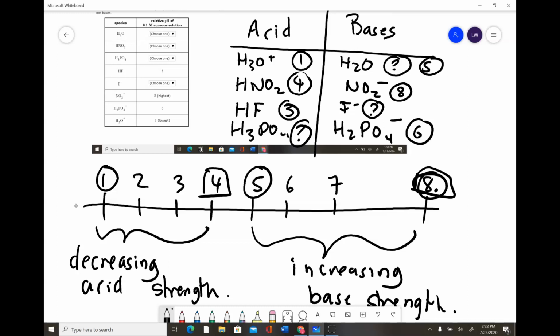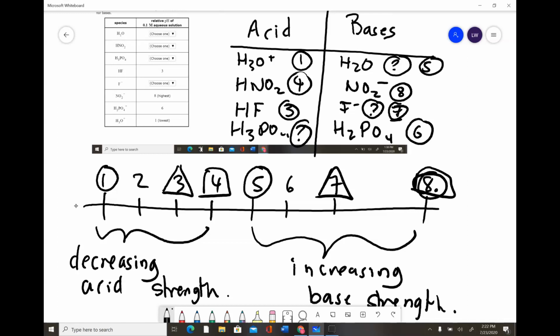It starts getting a little bit tricky from here on in, because you have to make sure you don't get confused. HF is our third strongest acid, or you can say that it is the second weakest. So therefore that means that its conjugate must be the second strongest base. So that would put it in at number 7.